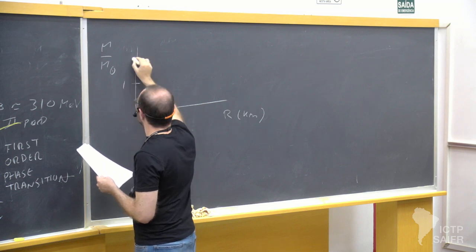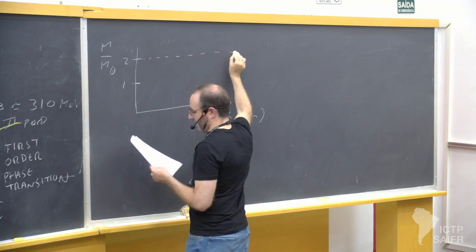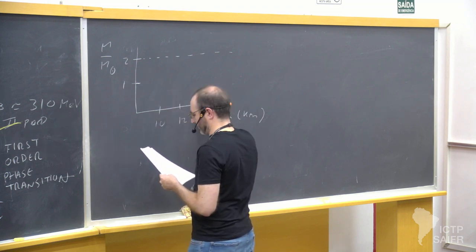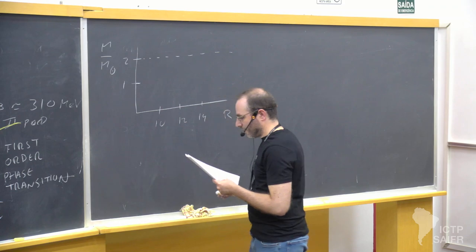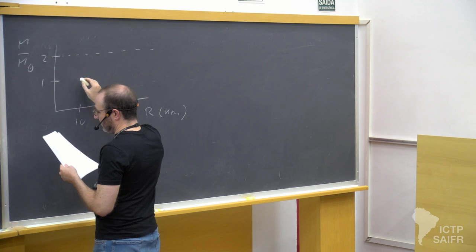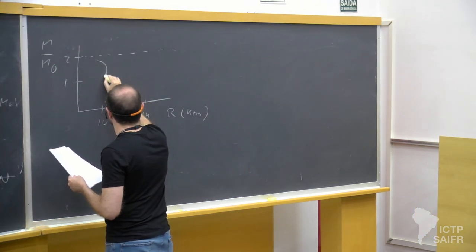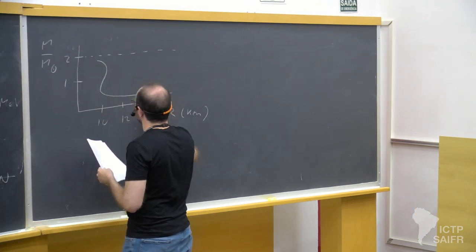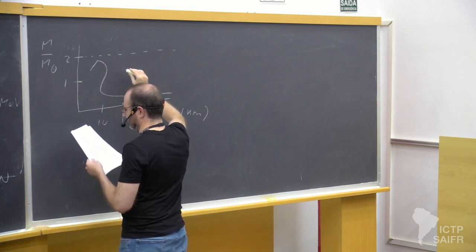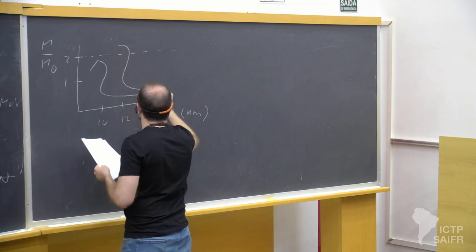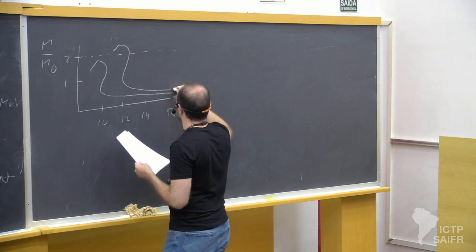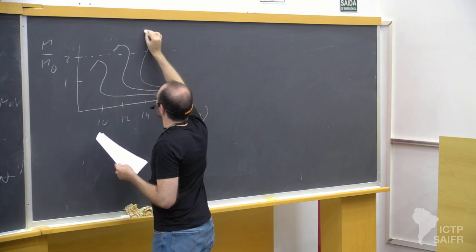Like one solar mass, two solar masses. And then this is about 10 kilometers, 12, 14. So, okay, if we have a soft equation of state, then the curve is doing something like this. Then if we have a stiffer equation of state, it is doing something like this. And if we have an even stiffer equation of state, it is doing something like this.